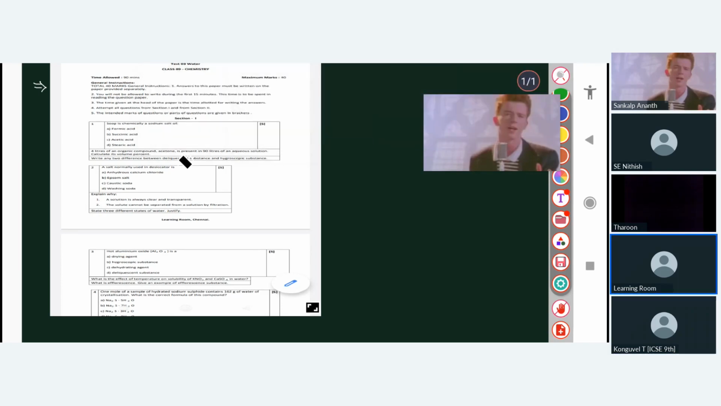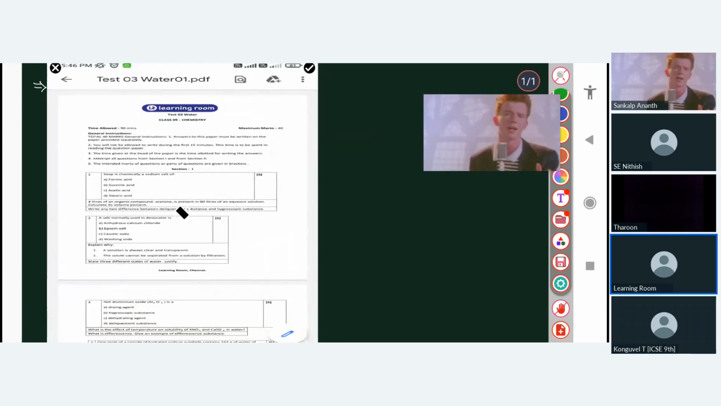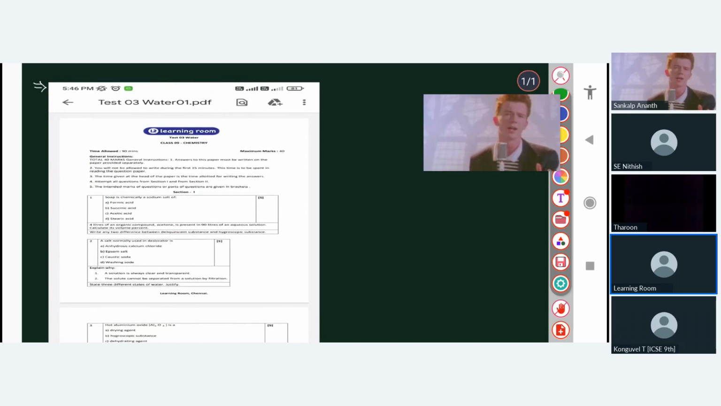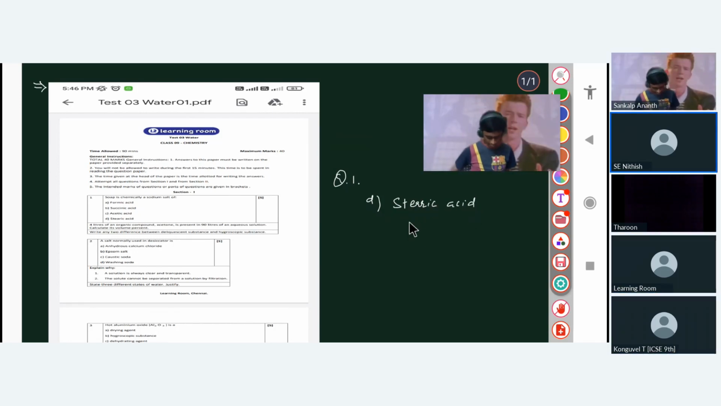See here, our first question was that soap is chemically a sodium salt of what. I hope you remember I have already taught in the class that soap is the sodium salt of stearic acid, exactly sodium stearate, C17H35COONa. So the correct option for question number one will be D, that is stearic acid, right? Yes, sir. Exactly, stearic acid.